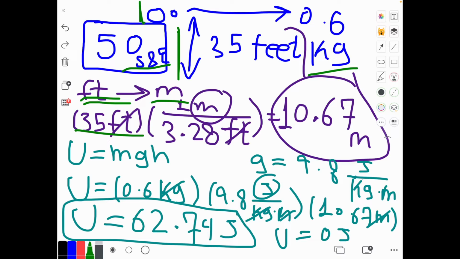So I'm going to cancel my unit of feet. I find out that in 1 meter we have 3.28 feet, so that my unit of feet is canceled. I'm remaining with the unit of meters. 35 divided by 3.28 is going to be 10.67 meters.